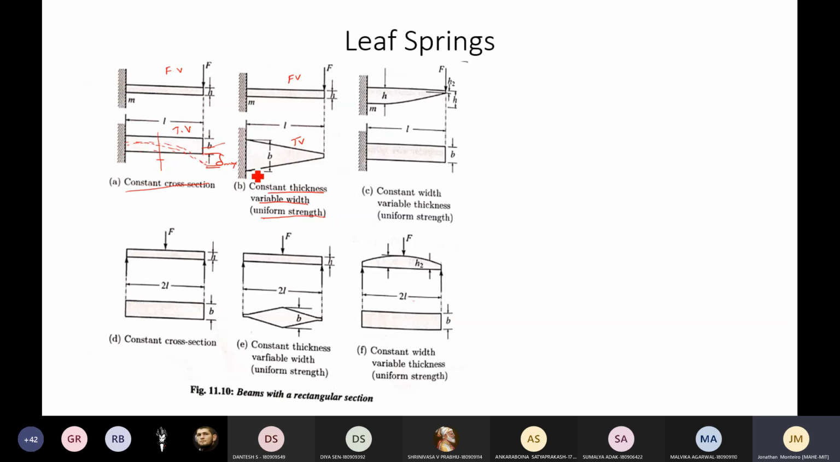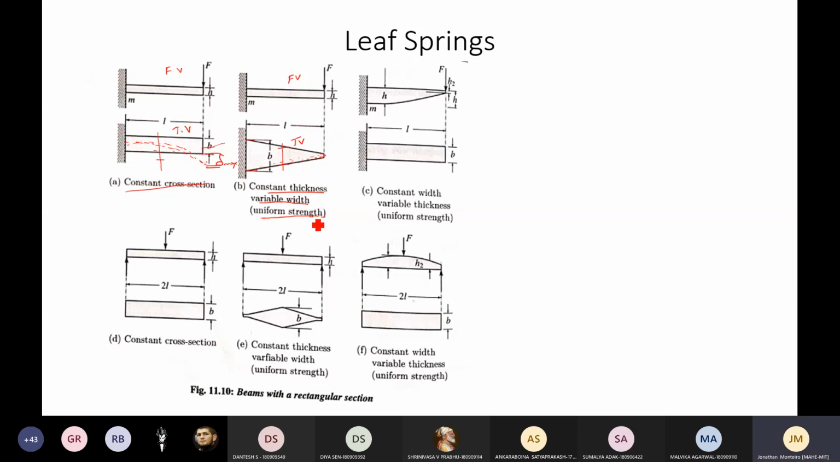So what we do here is vary the cross section in such a way that the deflection on this spring is the same throughout. Why? Because though the thickness is the same, the area available, for example at the root, has the width as b, whereas somewhere over here you have only half of it, and finally at the tip it is almost 0.